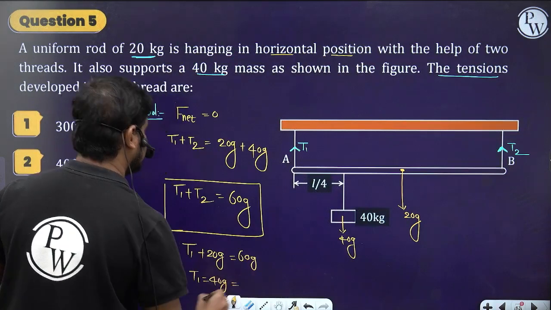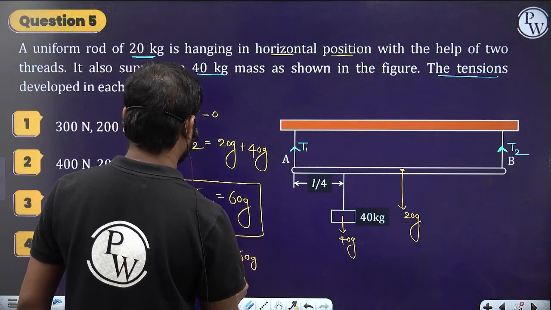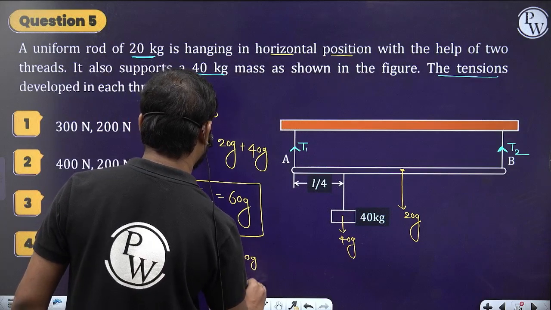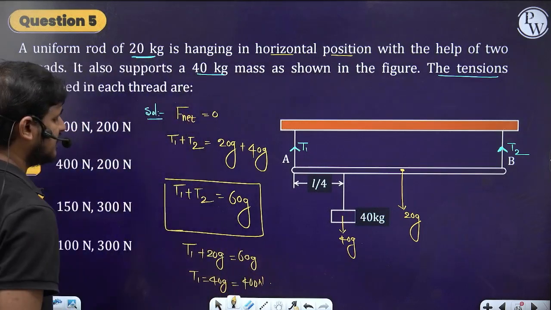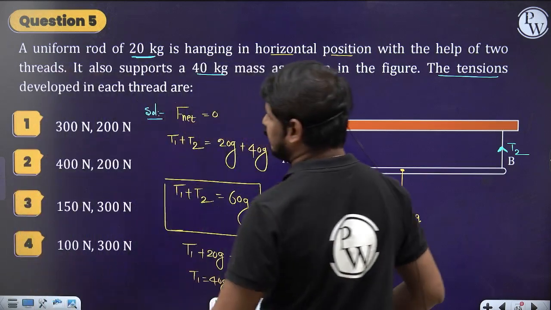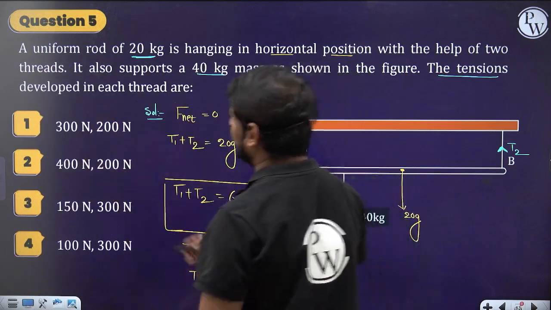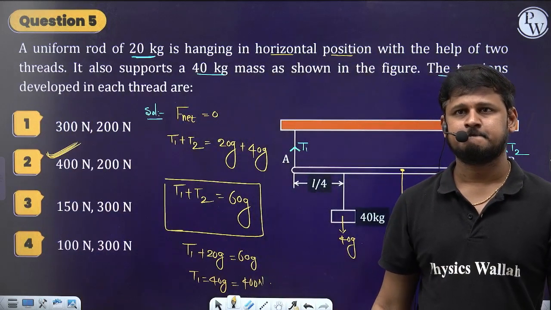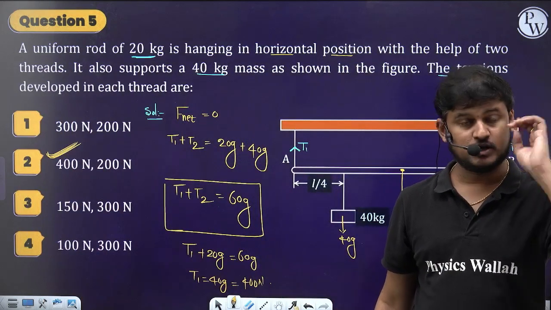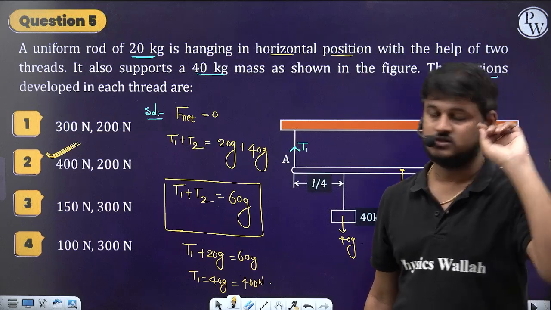Which is nothing but, yes or no? So 40 into 10 is 400. So T1 is equal to 400 and T2 is equal to 200. T1 400, T2 200. Option 2 is the correct one, guys. Understood the concept, everyone? Done? Sure.